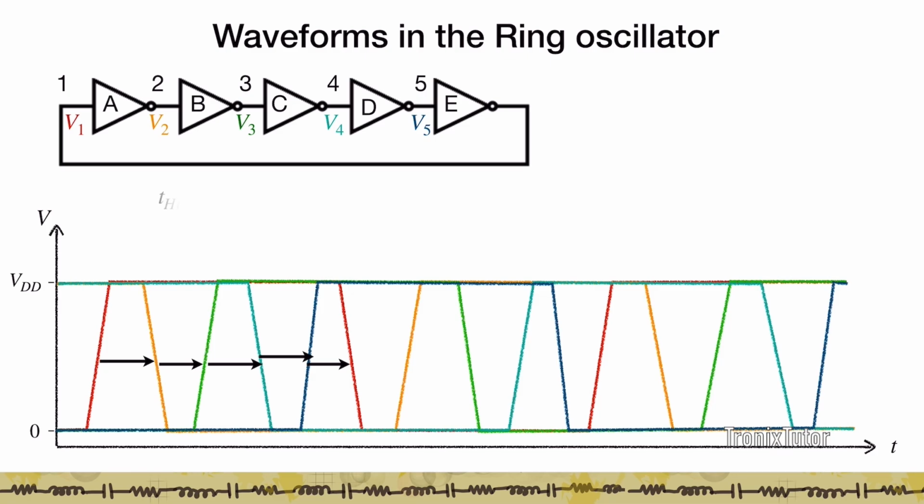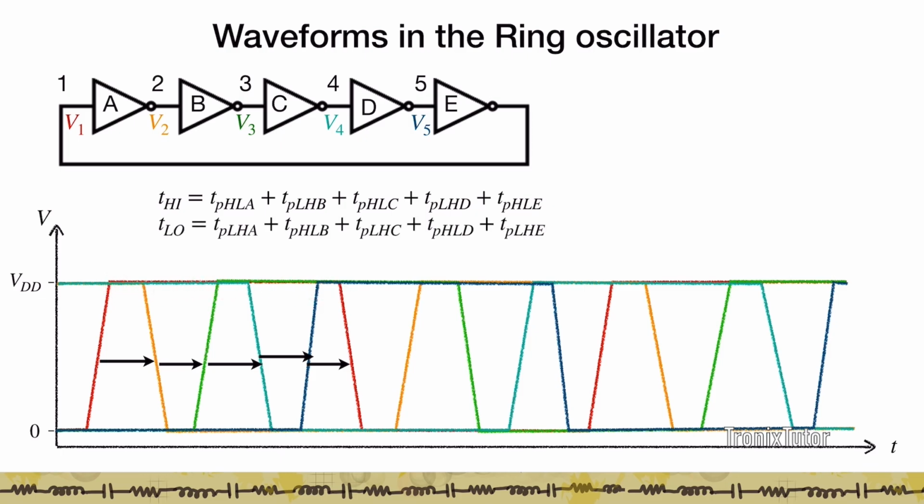If I want to find out the time over which the signal V1 is high, it can be calculated by adding the individual delays which we just looked at. So we have the falling delay of A, the rising delay of B, falling delay of C, rising delay of D, and the falling delay of E. That is going to be the time when signal V1 is high. Similarly, when signal V1 is low, I can talk about the rising delay of A, falling delay of B, rising C, falling D, rising E. So both the high and low times are complements of each other, right?